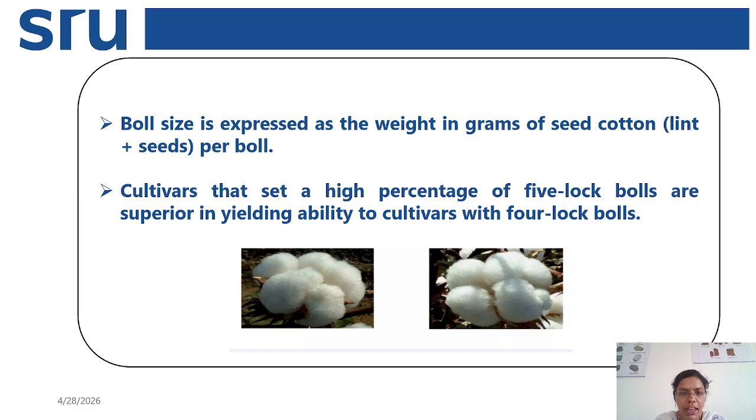Here you can see 5 locules in this picture, and here we have only 4 locules. Those varieties which have 5 locules will give more yield when compared to those bolls which have only four locules. So we have to select the varieties which have five locules within the boll.